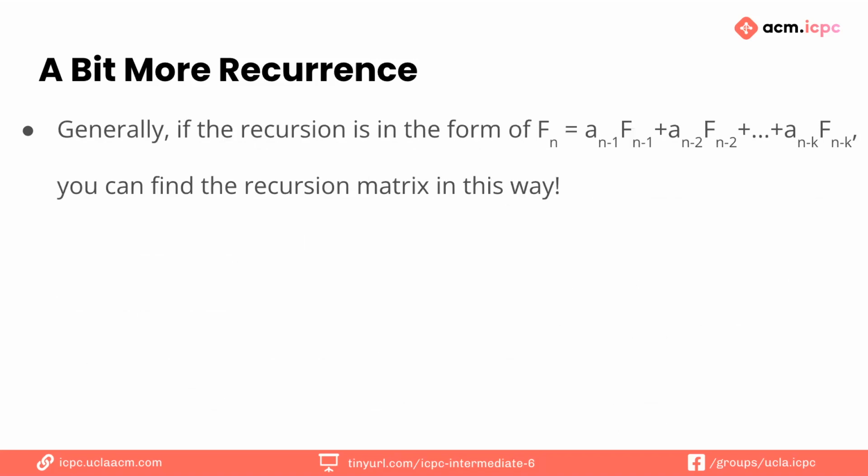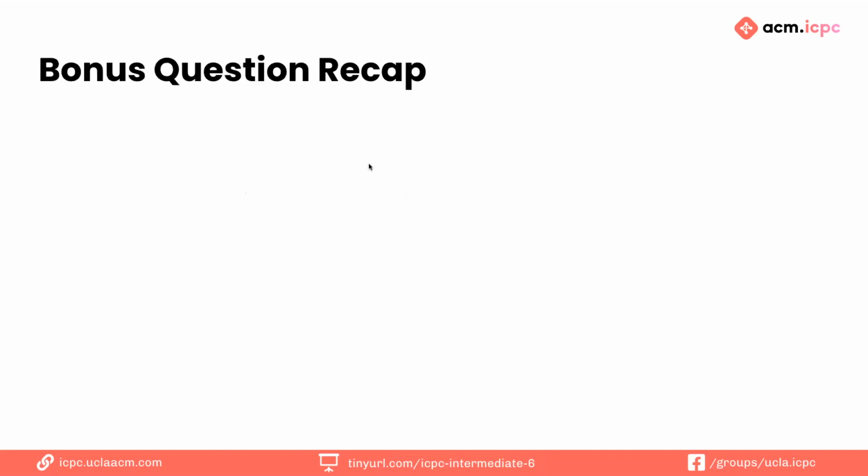So generally, if the recurrence is in this form, that is Fn equals some constant times the previous terms, then you can find the recurrence matrix in this way. We are going to talk about some more concrete examples in the following parts, but now let's take a look at this bonus question we had.